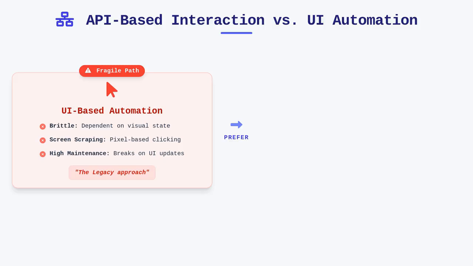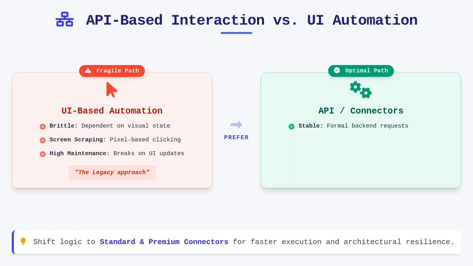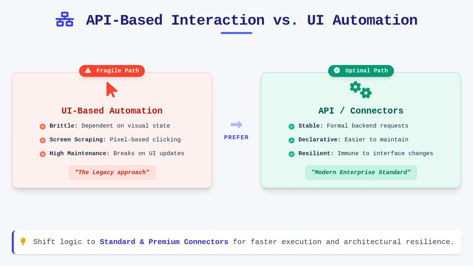This shift reduces the impact of UI changes, as the underlying API contract remains stable even if the vendor updates their web interface or desktop client application. By utilizing standard and premium connectors, you move your integration logic into a declarative space that is easier to maintain, faster to execute, and significantly more resilient to environmental shifts in your enterprise architecture.